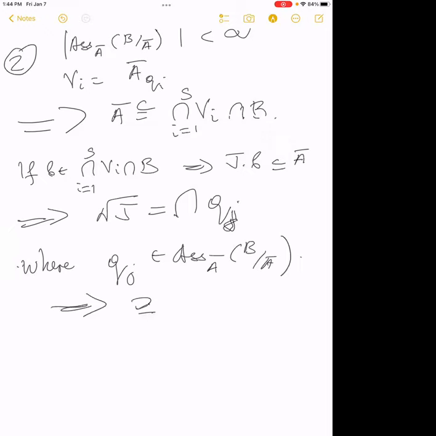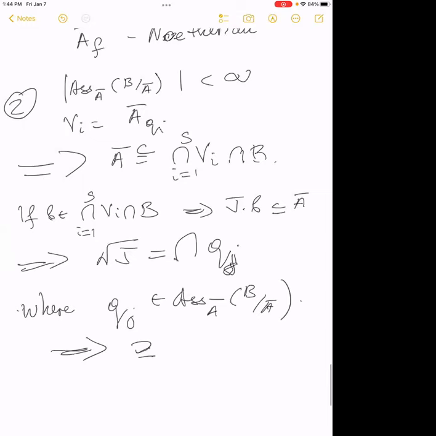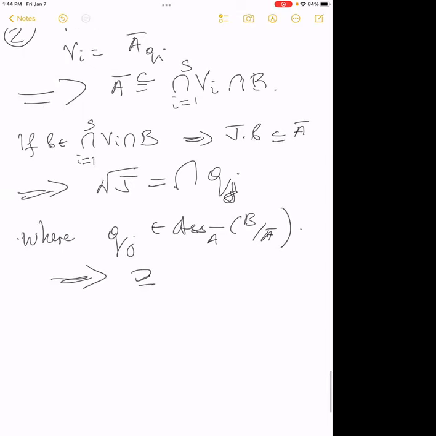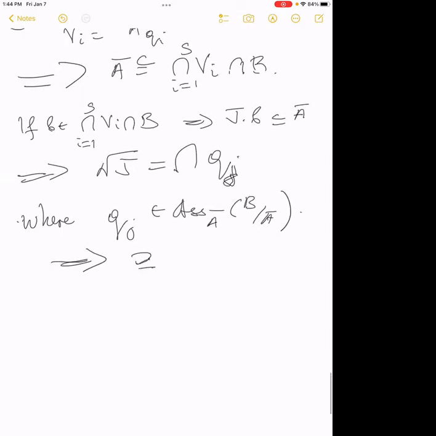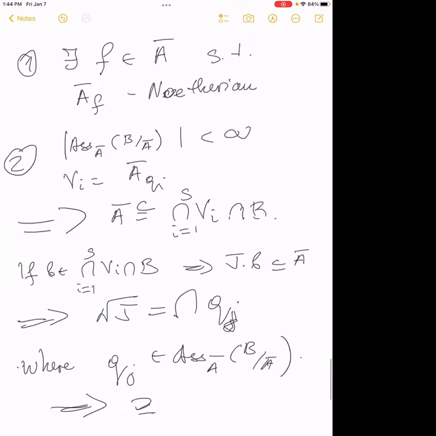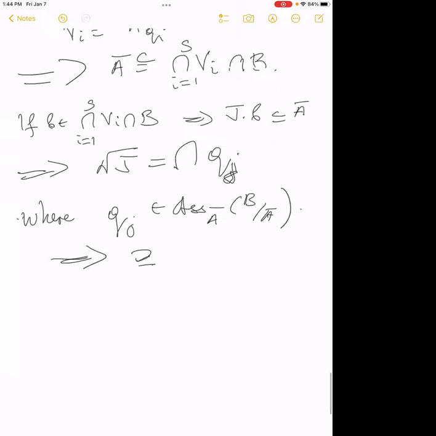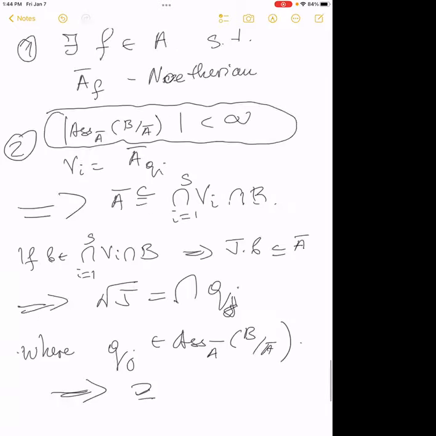So this is kind of the architecture of the proof, but I want to focus on one aspect of this work. So how do we get, so this is the crucial aspect, how do we get that this set of associated primes is finite? So, well, the first, I want to comment on number 2.